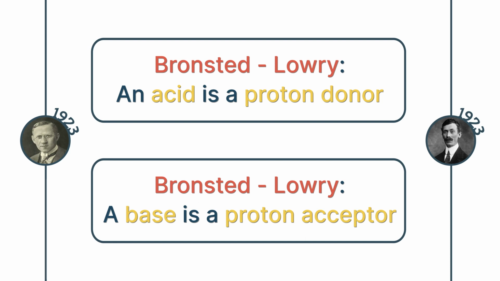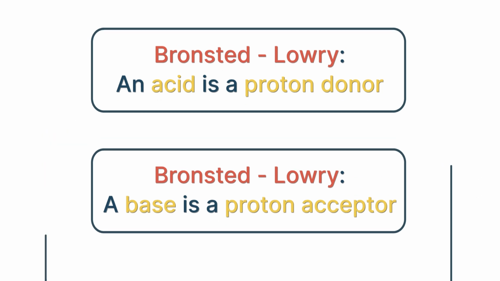acts as a proton acceptor, and in this way they react with each other because they cannot react without the other. If an acid is to lose a proton, there must be a base to accept the proton, and if a base is to accept a proton, well then there must be an acid present to donate it. Let's take a look at some examples to see what this definition means in more detail.